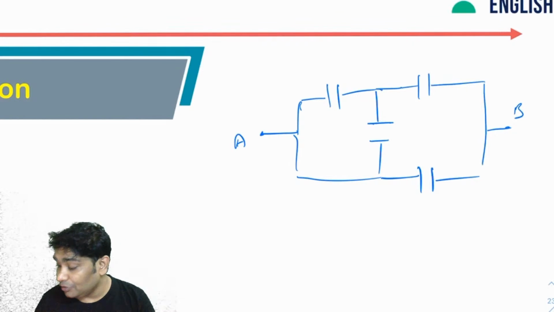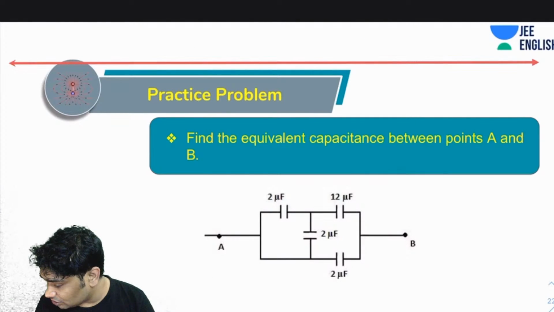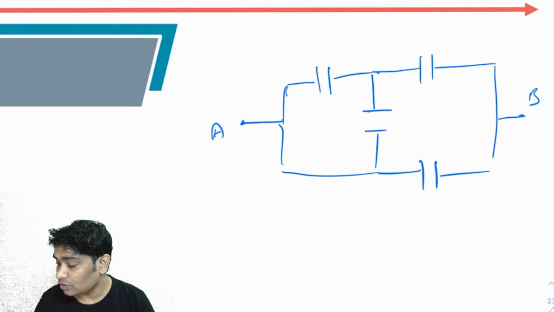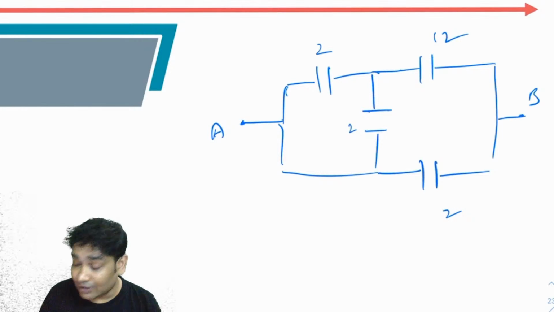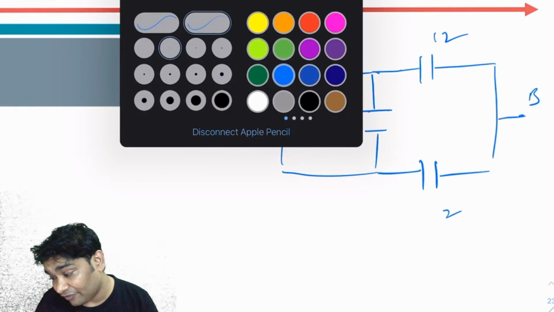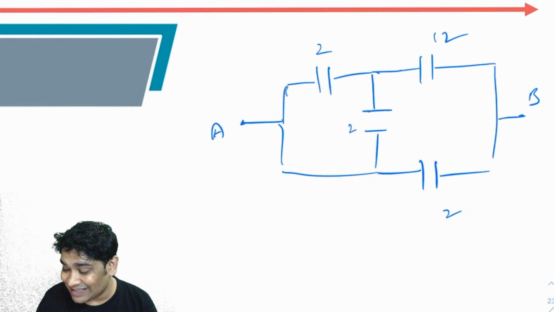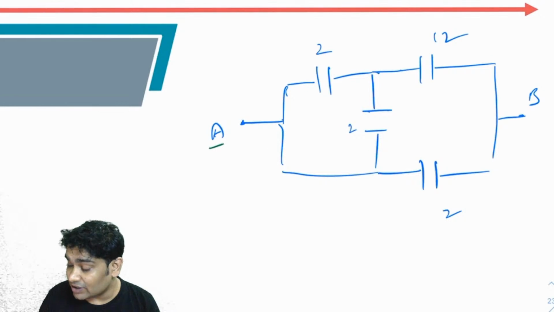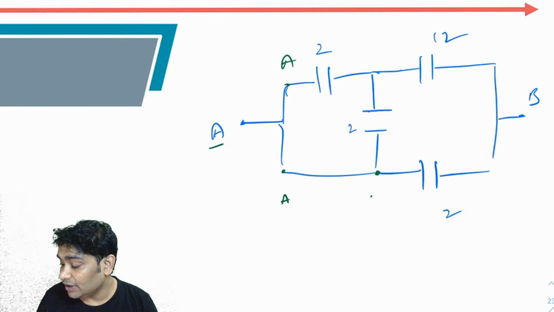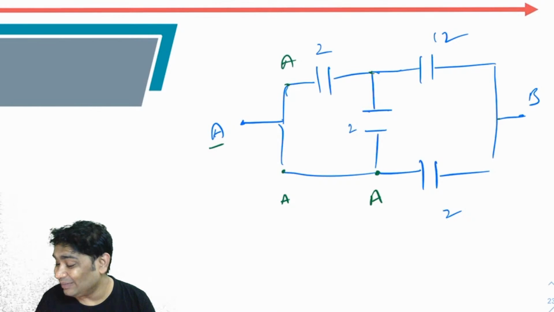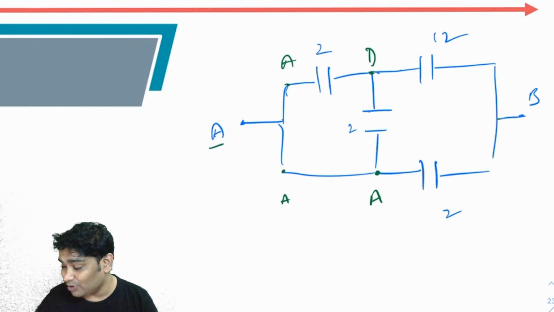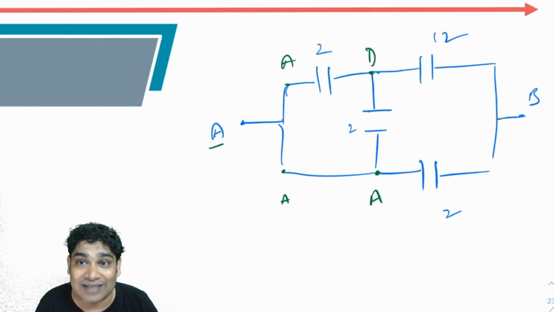Okay, so all you need to do is start marking the potentials. So this is 2, 2, 2, and 12. I had told you that as long as we are moving along a resistless path, the potential doesn't change. So if this is A, this would be A, this would be A, this would be A. If this is B, let's call this some D. I'm not using C because C we usually use for capacitances.